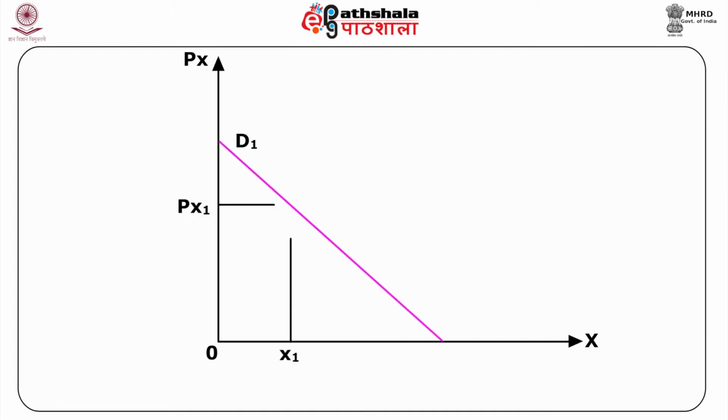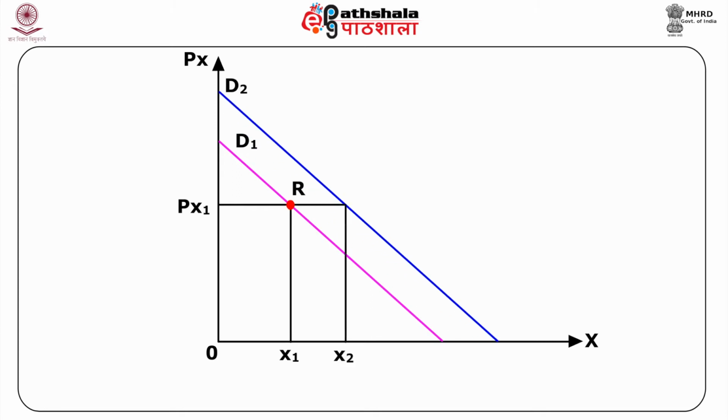Consider a demand curve D1. Suppose there is a parallel outward shift in the demand curve to D2. The reason for the outward shift may be an increase in income of the consumer. An advertisement campaign for good X may have led to a shift in preferences of the consumer towards good X. Suppose at the price Px1, there is a change in demand from x1 to x2 due to a shift in demand from D1 to D2.